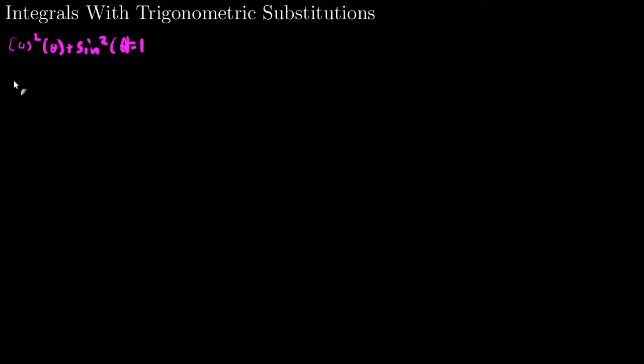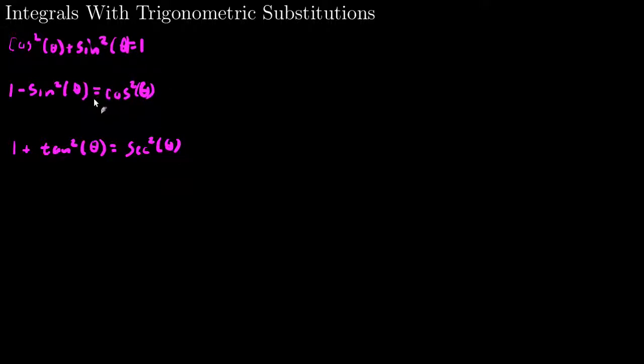One of the things I can see is if I subtract sine squared from both sides, I will get 1 minus sine squared theta is equal to cosine squared theta. So that's one option. Second, if I divide through by cosine squared, I will get that 1 plus tangent squared theta is equal to secant squared theta. And finally, if I were to subtract 1 from both sides here, I'll end up with secant squared theta minus 1 is equal to tangent squared theta. And these three equations are what lead to the trig substitutions.